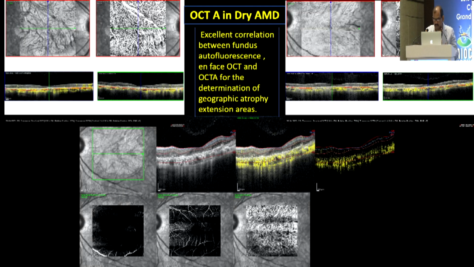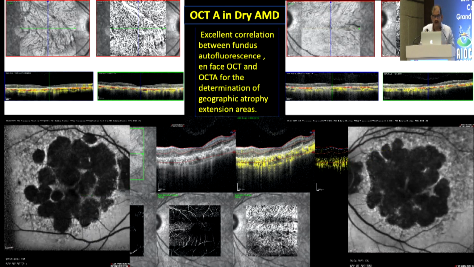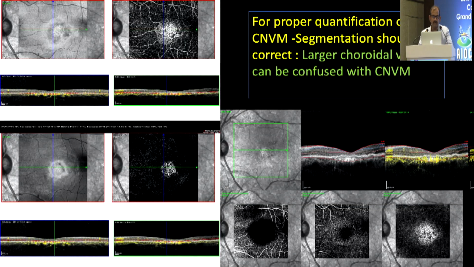I'll skip these dry AMD slides. So one important thing I want to convey is that for proper quantification and proper detection of choroidal neovascular membrane, segmentation should be correct. If your segmentation is not correct, you will not make the correct diagnosis. For that, you have to sit on the machine and diagnose the things yourself.